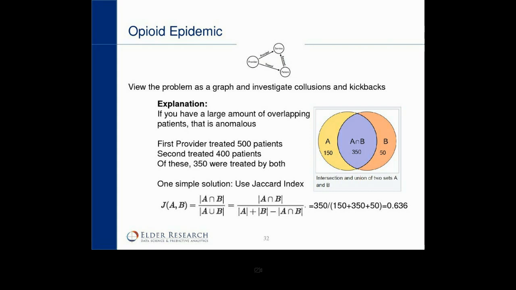As an example, the Jaccard index is one way to look at this overlap. What you see in the Venn diagram here on the slide, the first provider treated 500 patients. We'll call that provider A. Provider B treated 400 patients. Now, of these patients, 350 of them were actually served by both provider A and provider B.